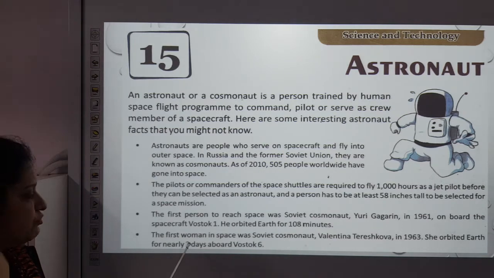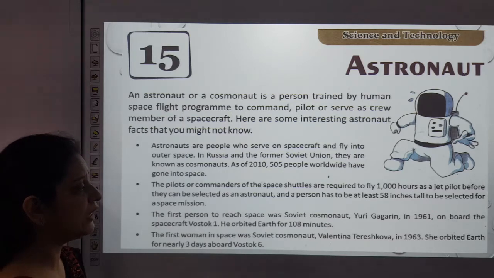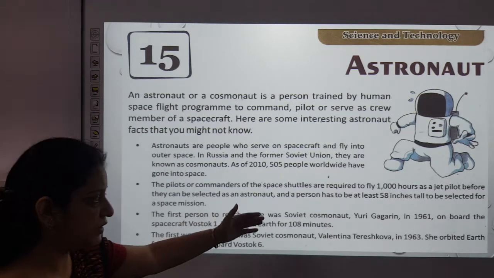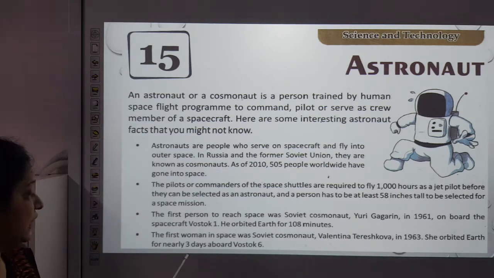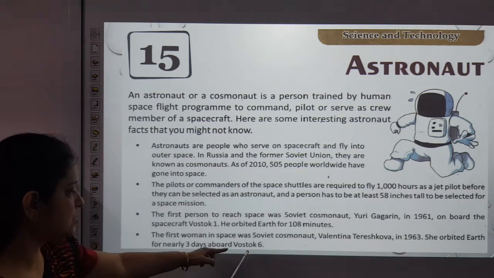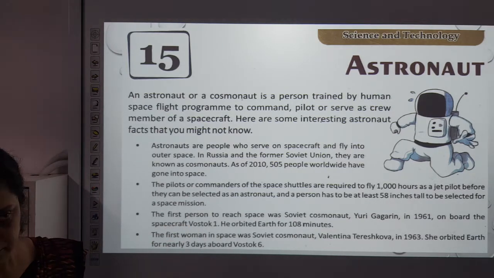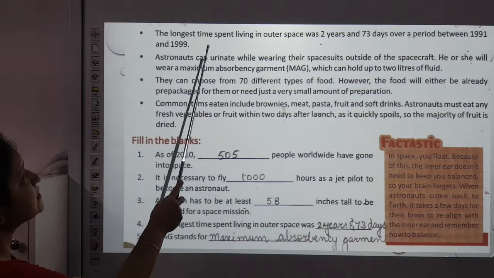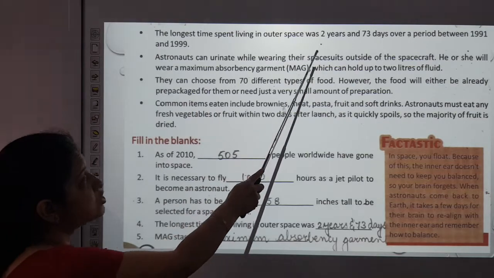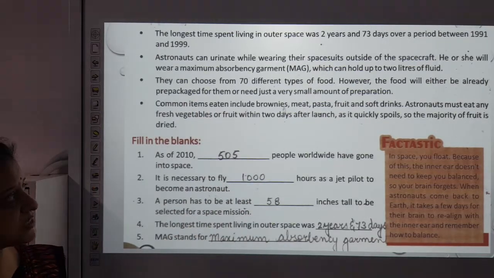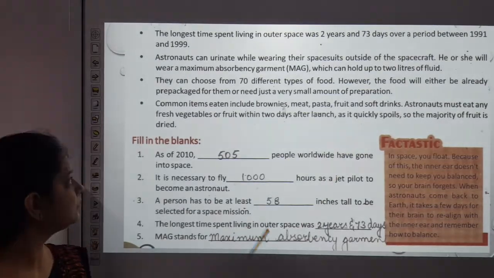Next is the first woman in space, Soviet cosmonaut Valentina Tereshkova in 1963, and she orbited for nearly 3 days aboard Vostok 6. He was in Vostok 1 and she was in Vostok 6. The longest time spent living in outer space, notice this, was 2 years and 73 days over a period between 1991 to 1999.